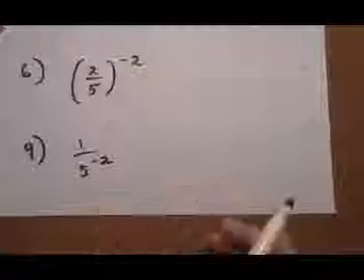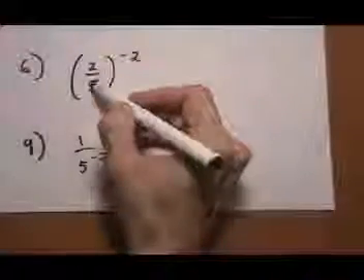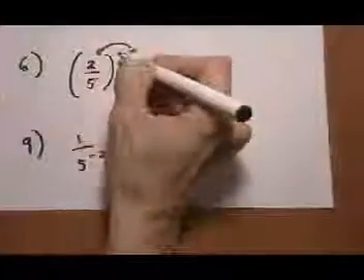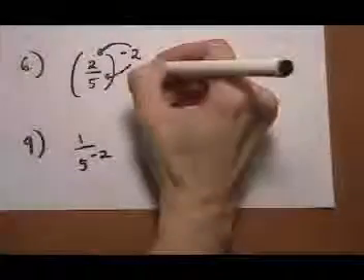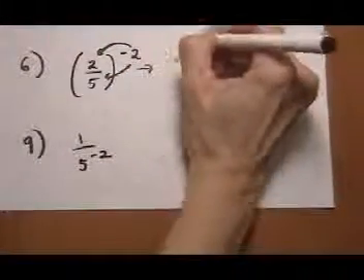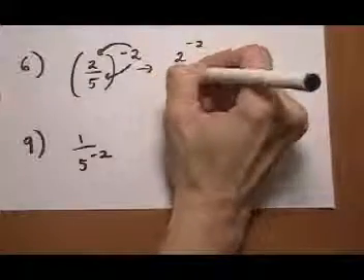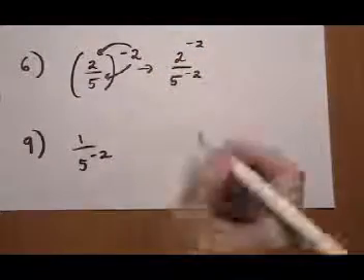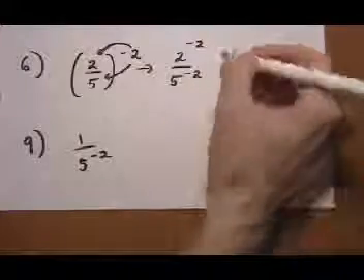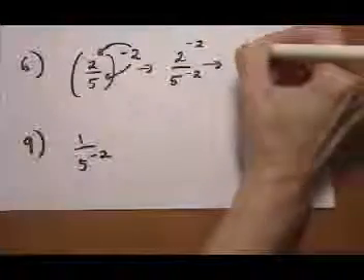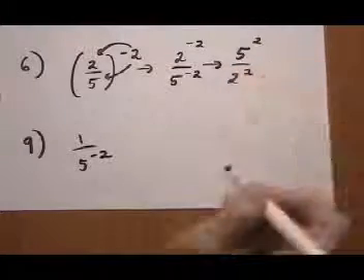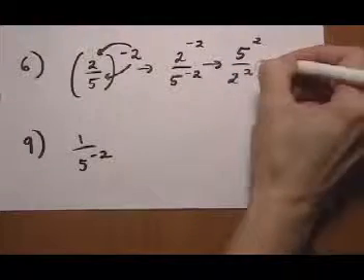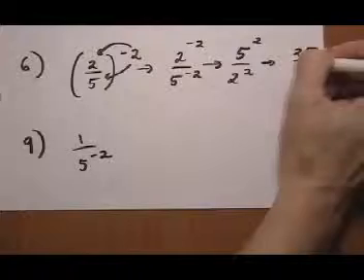And then the next one, number 6, 2/5 to the minus 2. Again, we can distribute using the power rule to the 2 and the 5. So we have 2 to the minus 2 over 5 to the minus 2. Each of these have a negative exponent, so they're both going to switch to the other position. 5 goes up, becomes 5 squared. 2 goes down and becomes 2 squared. And that gives us 25 over 4.